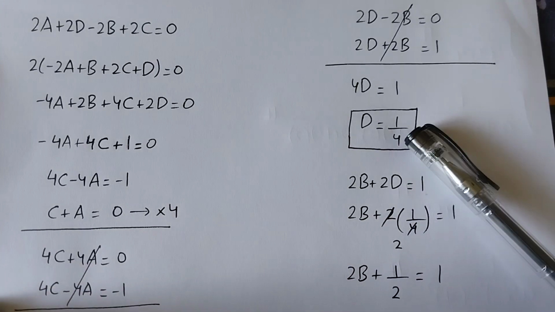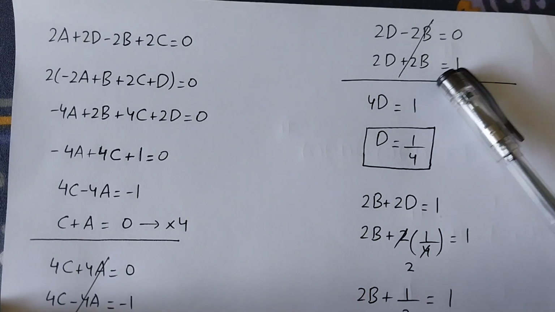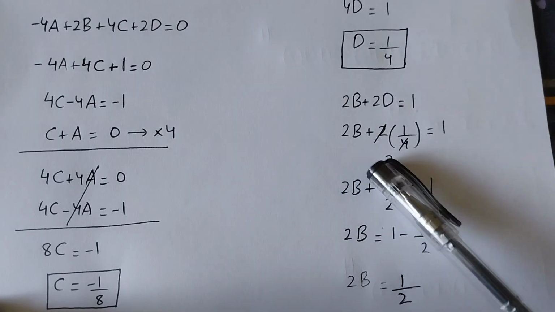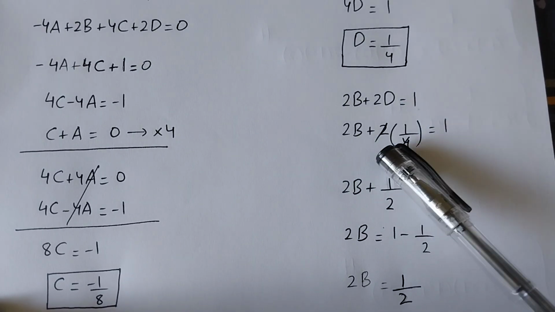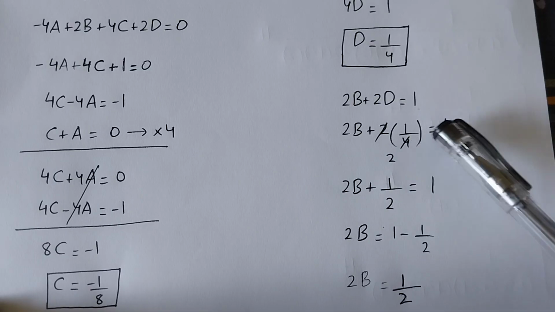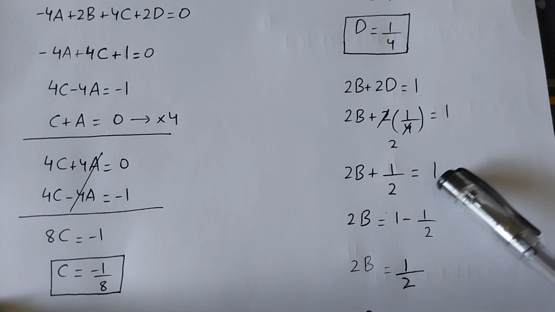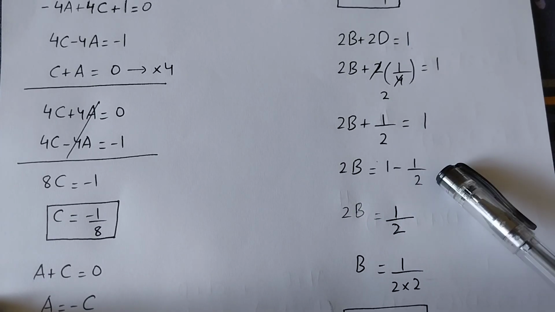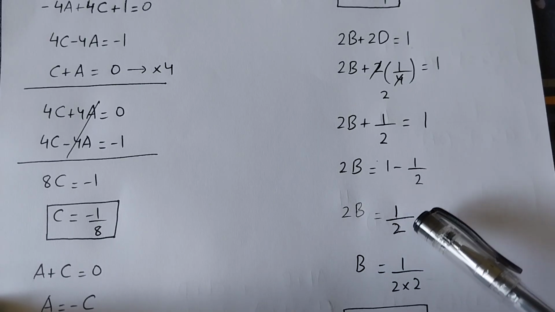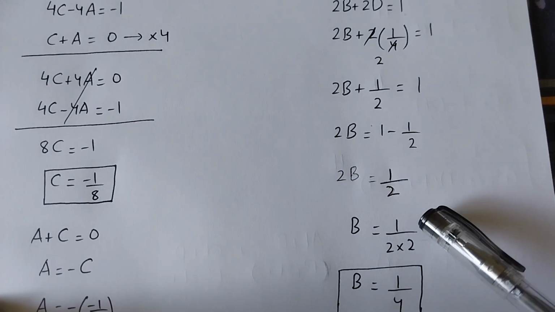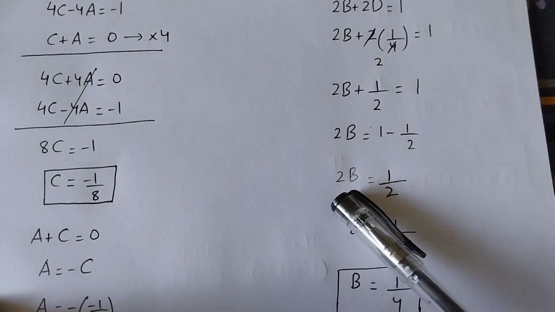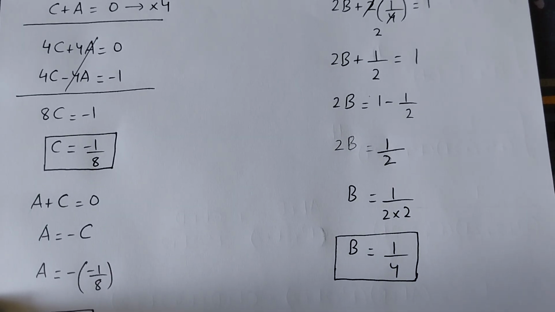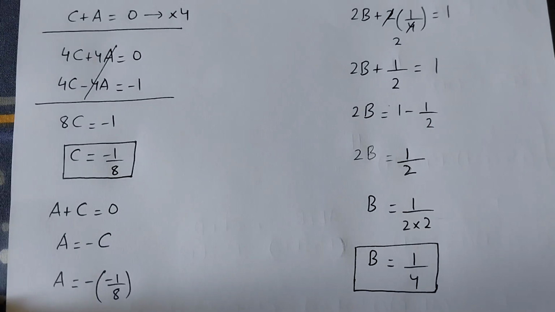When we use this value of d in one of these equations, I'm putting the value of d in 2d plus 2b. So 2b plus 2 times d, the value of d was 1 by 4. So we can cut, and the final is 2b plus 1 by 2 equal to 1, and this 1 by 2 is being added on the left side, so on the right hand side it will be subtracted. So 2b equal to 1 by 2, and this 2 is multiplying on the left side, so it will be divided on the other side. So we get b is equal to 1 by 4. So we have found all the values a, b, c, and d.